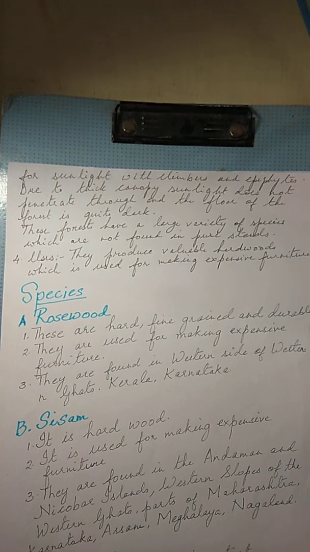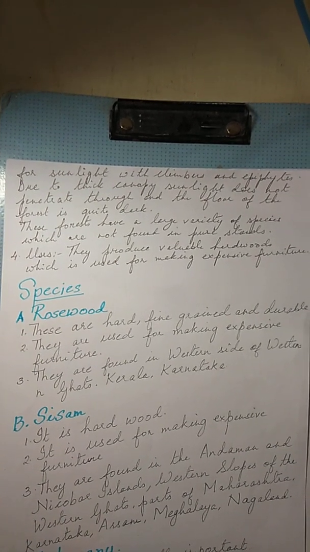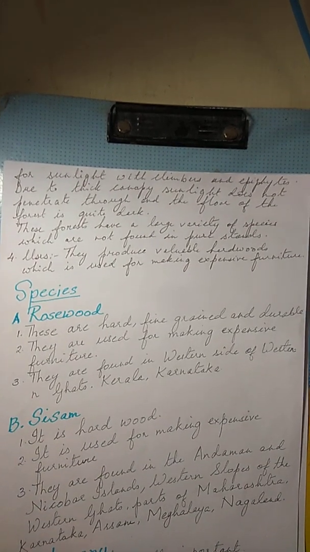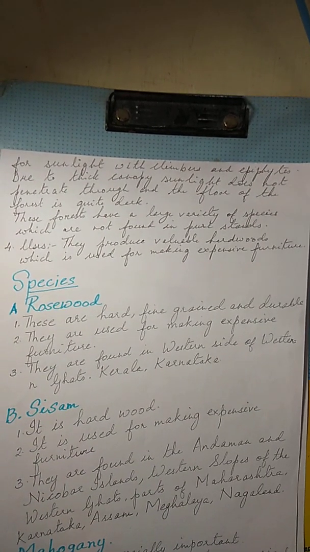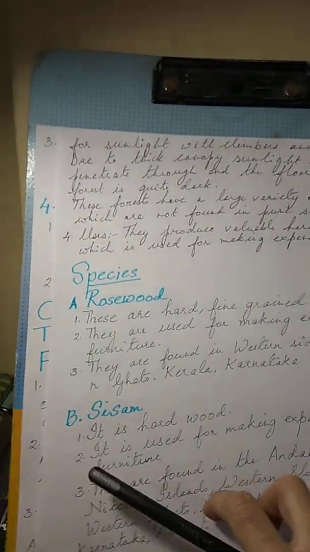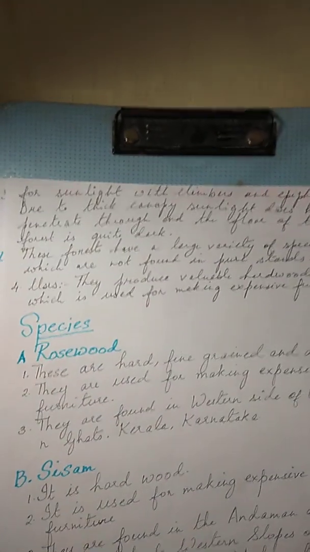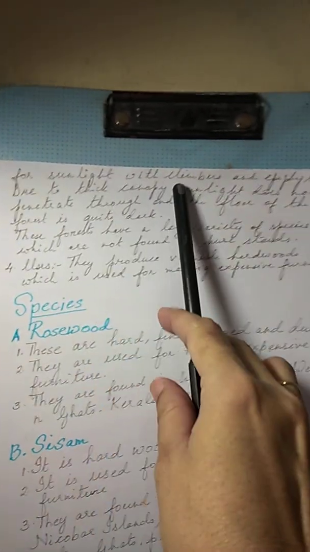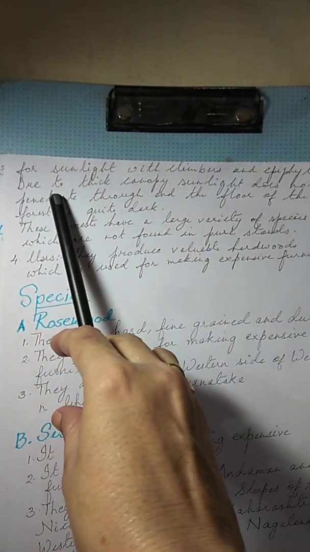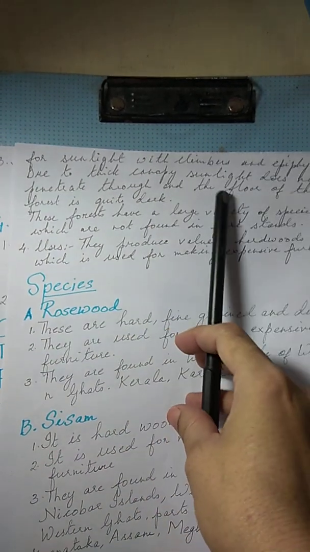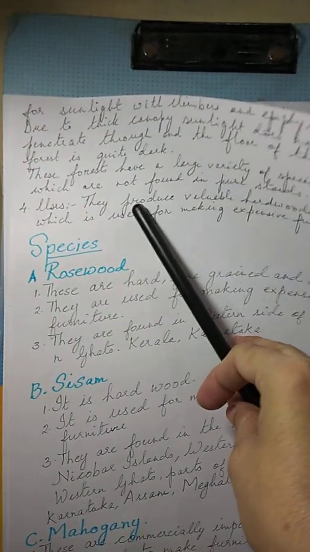The trees are so close to each other, and the foliage and the branches spread out to a large distance, occupying a big diameter, and therefore it makes it almost impossible for the sunlight to penetrate and reach the forest floor. And not only that, there are climbers and epiphytes also, due to which the sunlight is not able to penetrate through and the floor of the forest is quite dark.